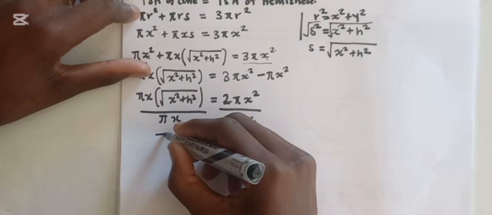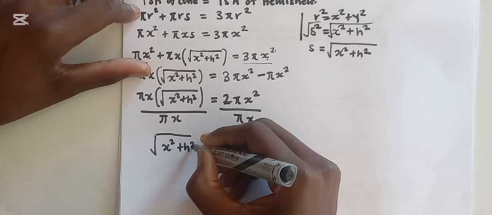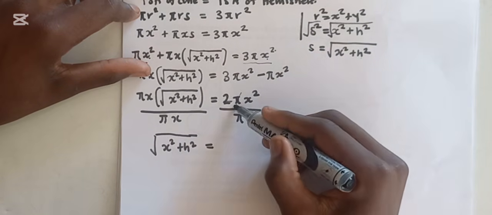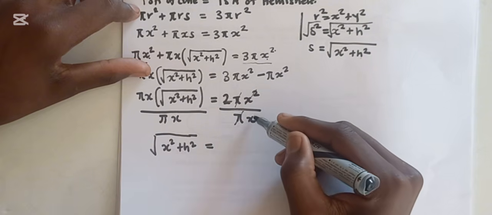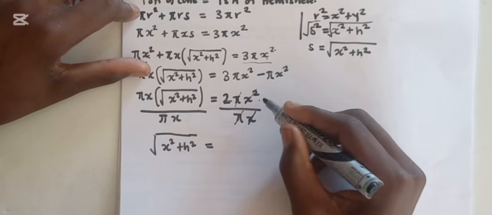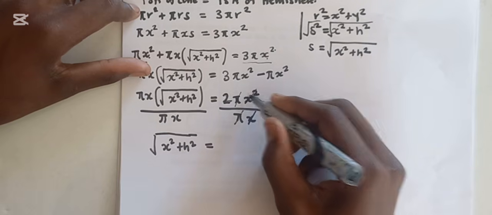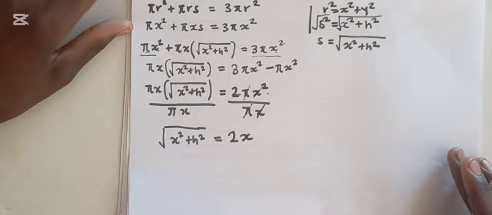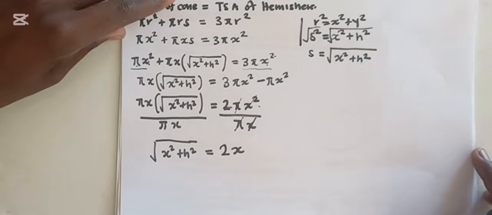So we're going to be left with the square root of x squared plus h squared, which is equal to, if you can pay attention, this pi is going to cancel out with this pi, and the 1x that is here is going to be cancelled out with 1x. So they are going to be left with x only, because this x cancels with the x, and we're going to be left with 2x at the top. Perfect. So we need h. We have to make h the subject of the formula.